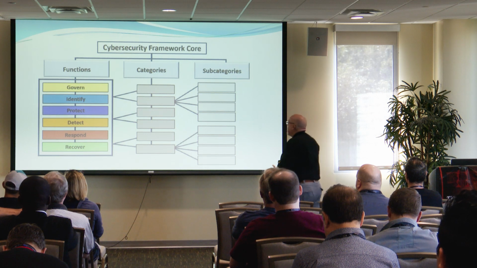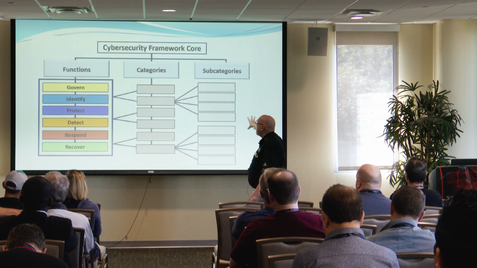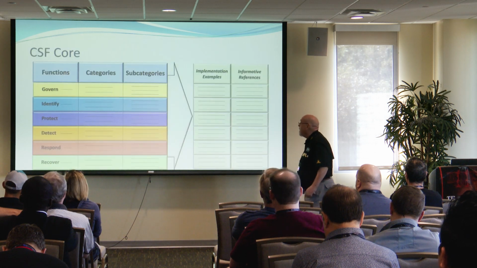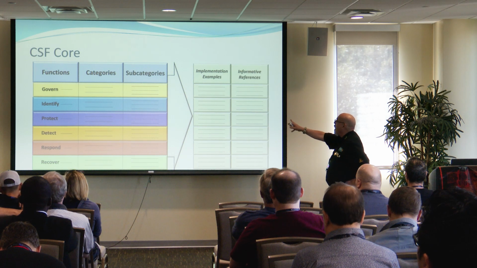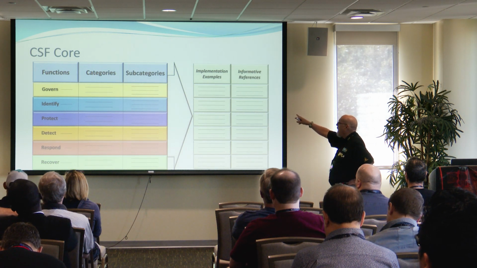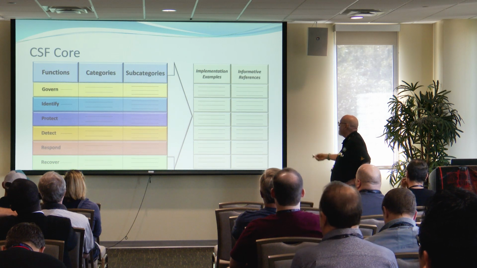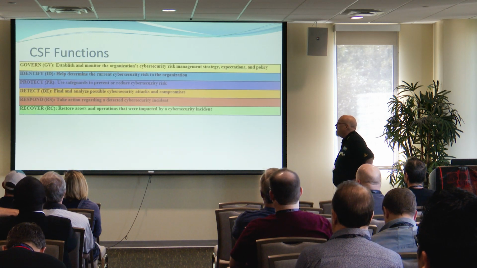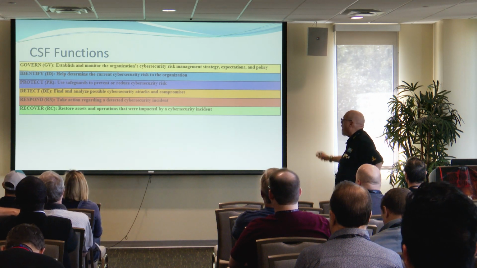So the idea is that you have your functions, now 6, categories, and then you get into subcategories. Another one here, again from the book, ties in all the subcategories to the implementation examples and the informative references. So these are the 6 functions, and most of them are pretty straightforward.